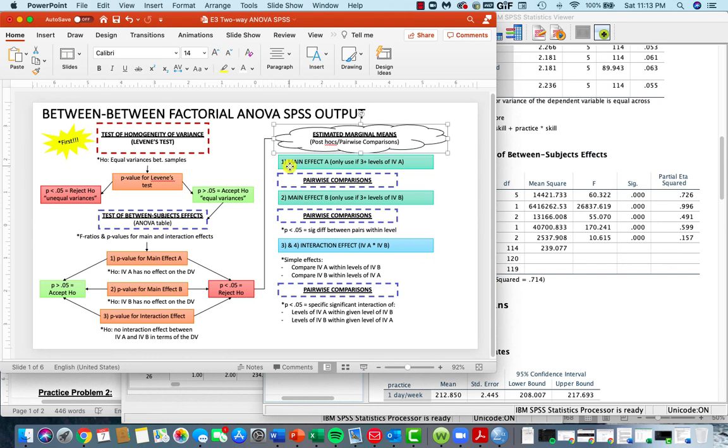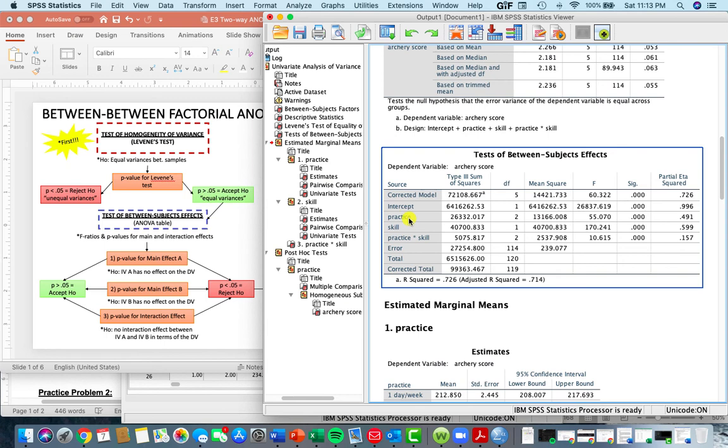Basically, you only look at post hocs if you have 3 or more levels. So when we look at practice, we have 3 or more levels, right? There's 1 day versus 3 days versus 5 days a week.